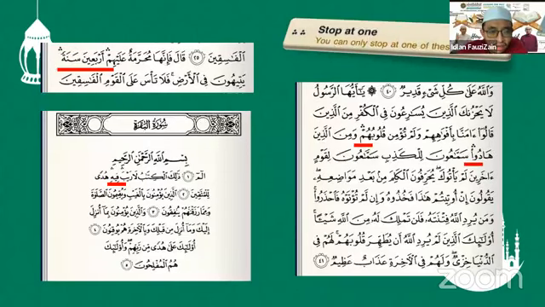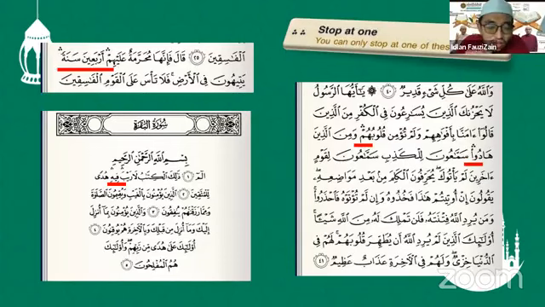So for example, it is said that for this one, if we stop at the first or we stop at the second, the meaning is roughly okay. For example, ذَلِكَ الْكِتَابُ لَا رَيْبَ فِيهِ هُدًى لِلْمُتَّقِينَ. So if we stop at fihi, you say that this book has no doubt in it, and then hudan lil muttaqin, guidance for those who are pious.